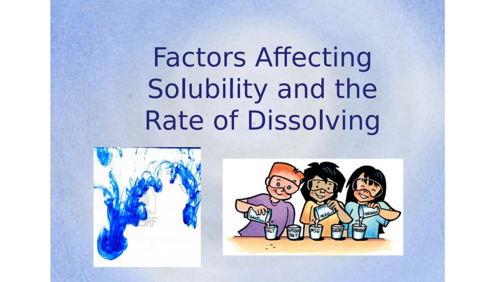In today's lesson, we're going to talk about two different topics. The first and longer topic will be factors affecting the solubility of substances. And then secondly, we'll talk about the rate of dissolving, which is dealing with how fast or slow something would dissolve, most likely in water.